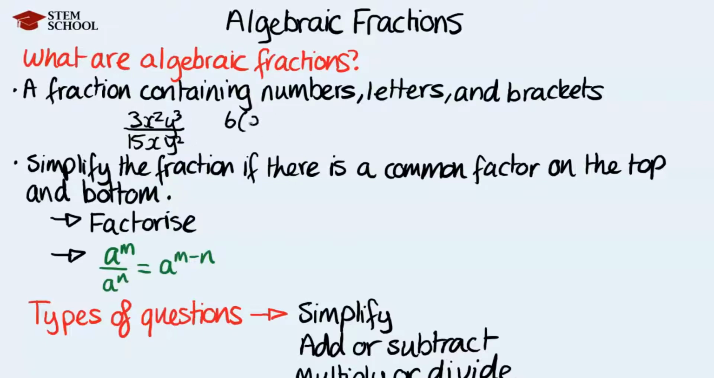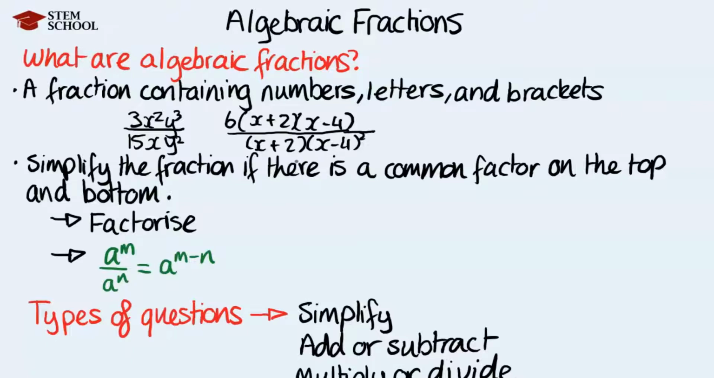We can also have something with brackets in it. We can have 6x plus 2x minus 4 all over x plus 2 and x minus 4 all squared. So it's just literally a fraction containing numbers, letters and brackets. It's a little bit nastier.